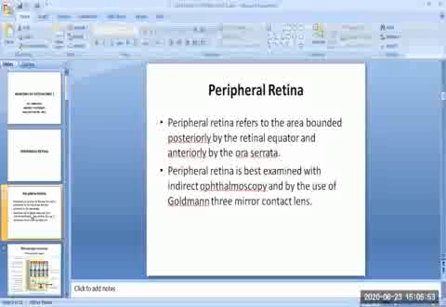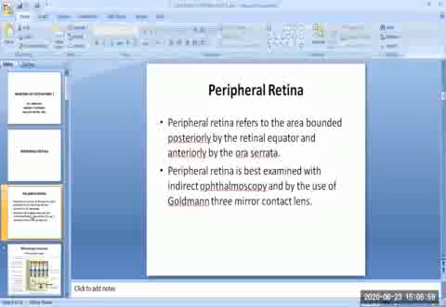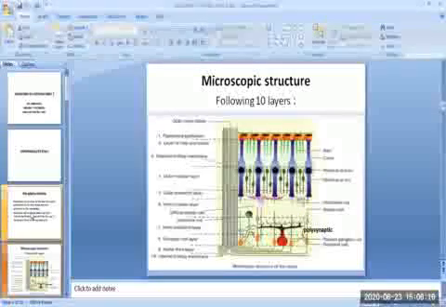And what is the ora serrata? It is the serrated peripheral margin where the retina ends. Here the retina is firmly attached both to the vitreous and the choroid. The pars plana extends forward from the ora serrata. Then the microscopic structure: the retina consists of three types of cells and the synapses are arranged in the following 10 layers.